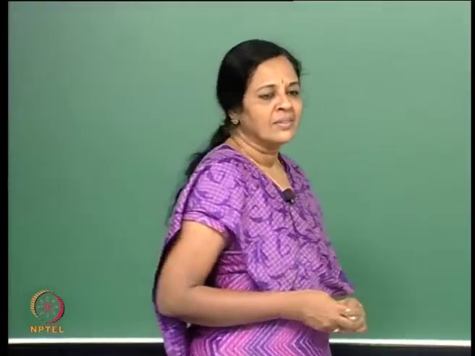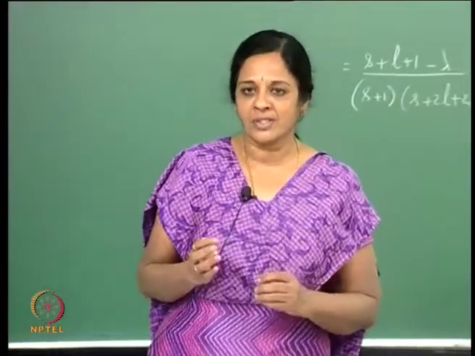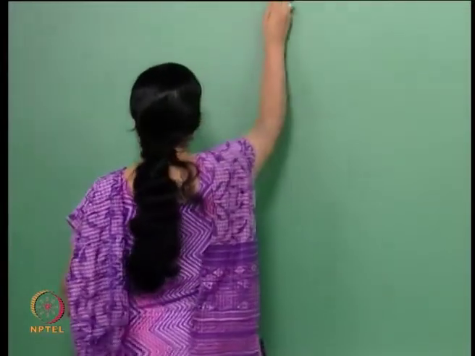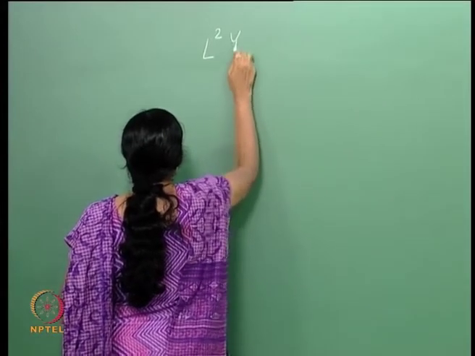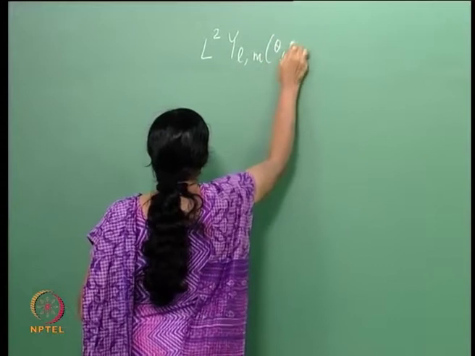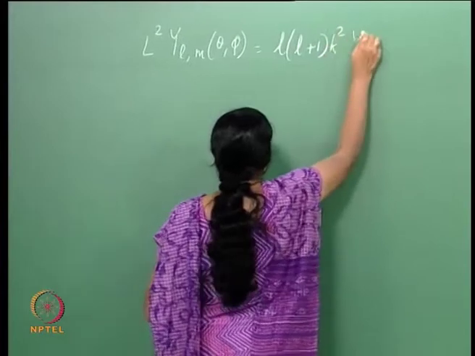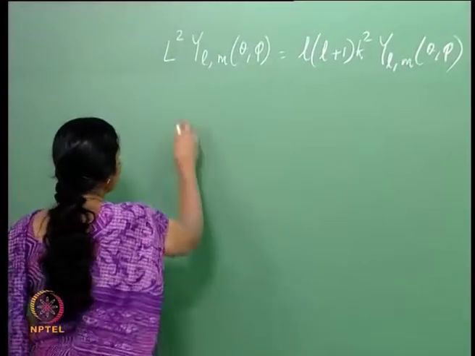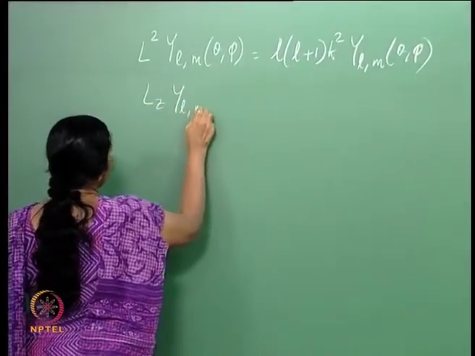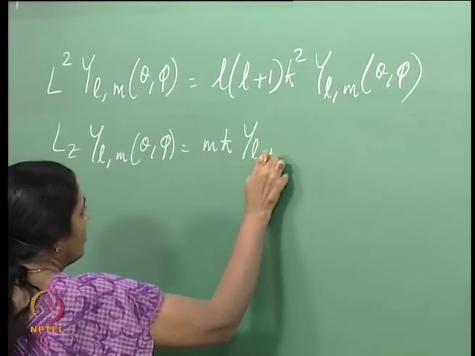Last lecture, we had looked at the eigenfunctions of L squared and Lz. These are the spherical harmonics, and we had the following: L squared acting on Y_Lm(theta, phi) gave me L times (L plus 1) h cross squared Y_Lm(theta, phi), and Lz acting on Y_Lm(theta, phi) was m h cross Y_Lm(theta, phi).